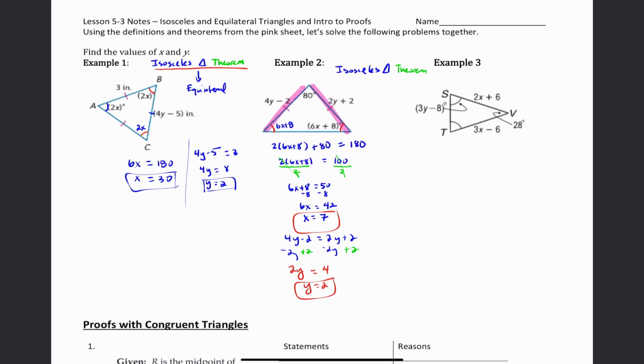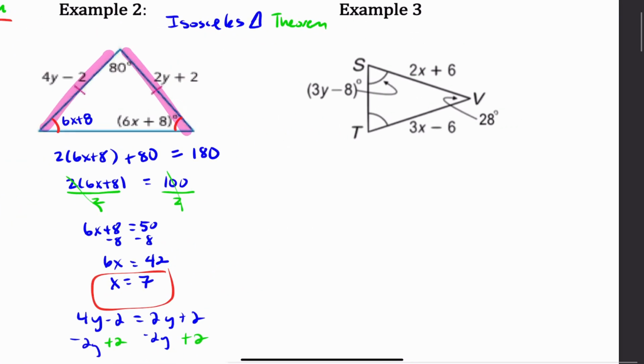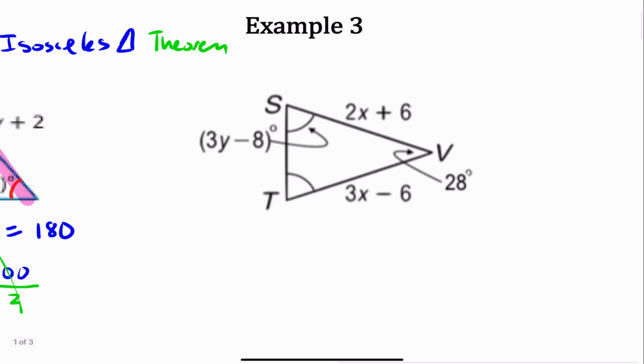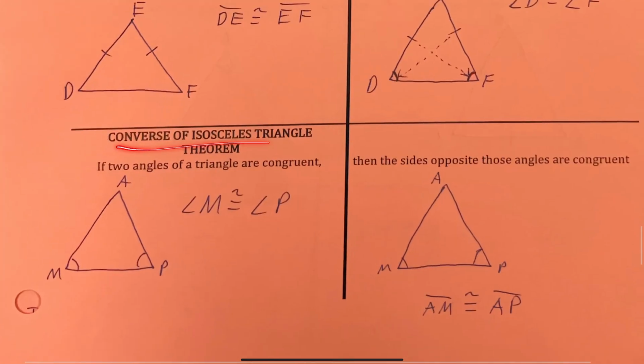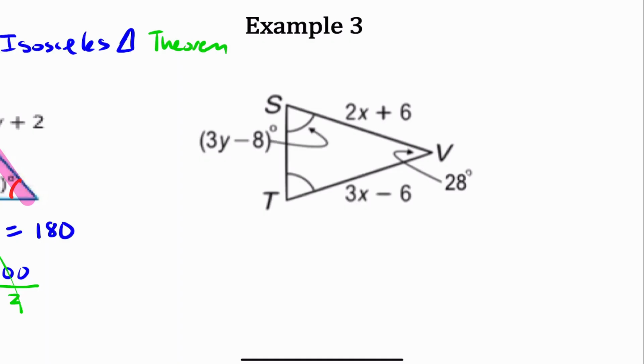Now we're going to take a look at example 3. Example 3 is different because we have congruent angles. Since I have these two congruent angles, I need to go back to my pink sheet of properties. It says, with the converse isosceles theorem, if two angles of a triangle are congruent, then the sides opposite to those angles are congruent. So that means that this angle and this side are opposite to each other. So I should put a tick mark here, and that applies to this and this. So I'm going to put a tick mark there.